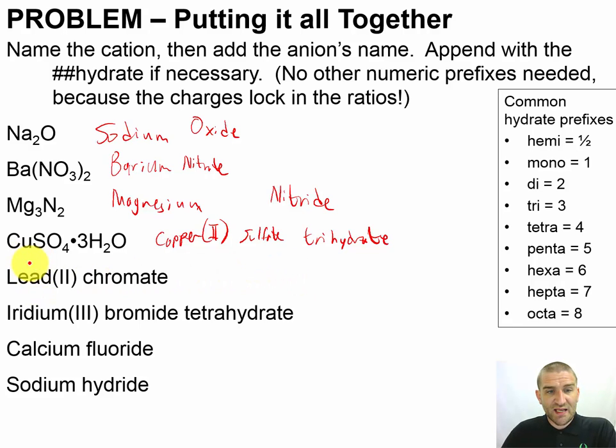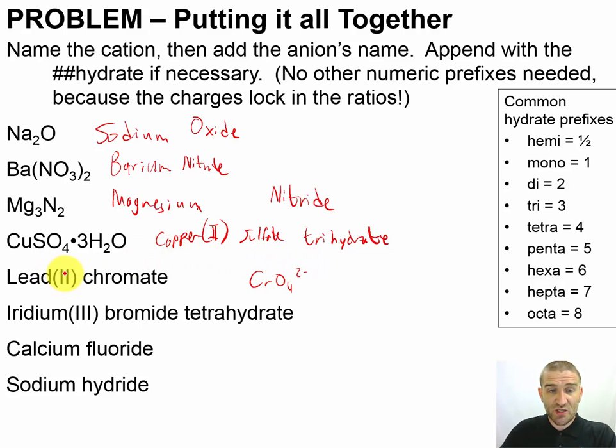Now let's change gears and take names and make them into formulas. So I've got lead 2 chromate. Now for this we're going to have to remember what the chromate ion is. Okay, and it's CrO4 2-. So I've got a double minus right there.